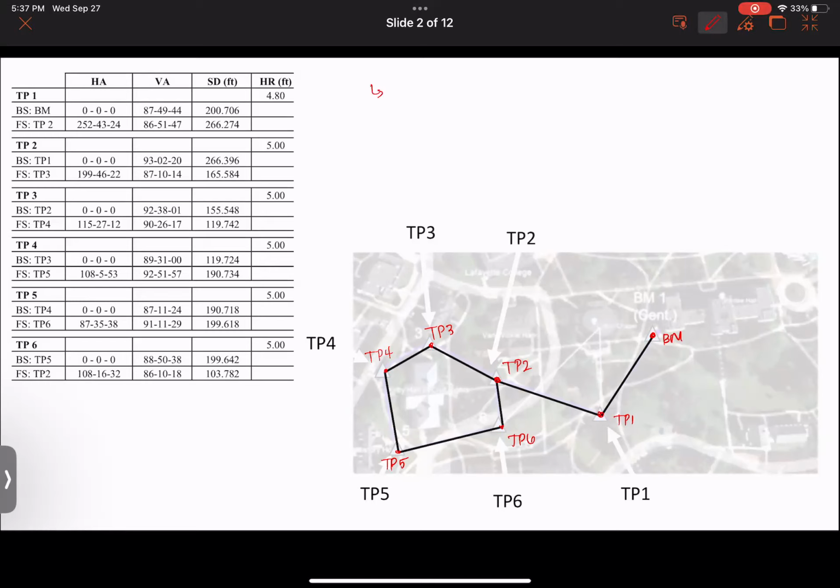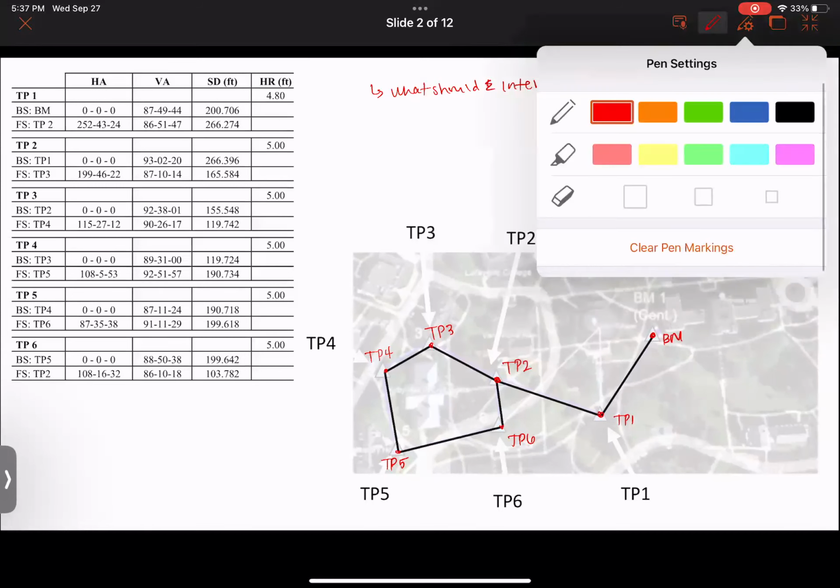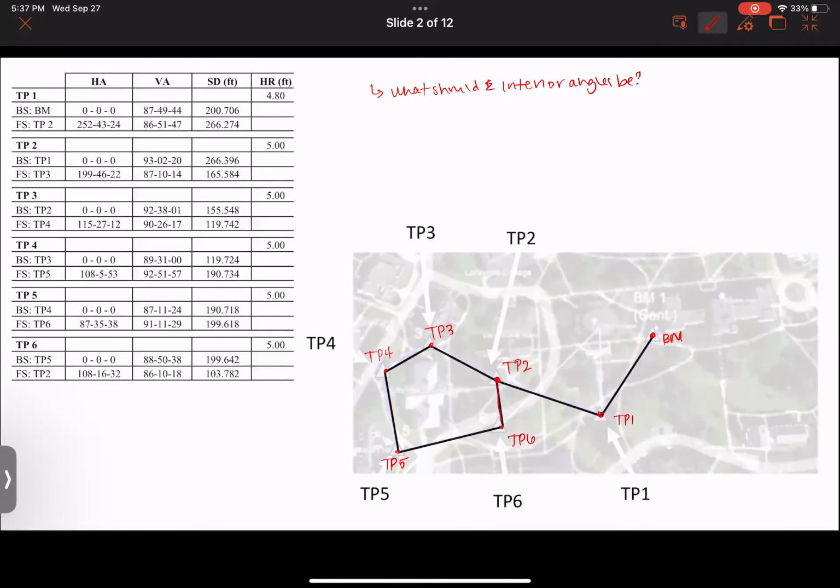So the place that usually you want to start from when you're thinking about interior angle misclosure is thinking about what should the sum of the interior angles be? What should that number be? And so in this particular case, we want to focus on the traverse. Our traverse around that building is the lines that I am connecting right here. It extends from TP2 to TP3, 4, 5, 6, and back to TP2.